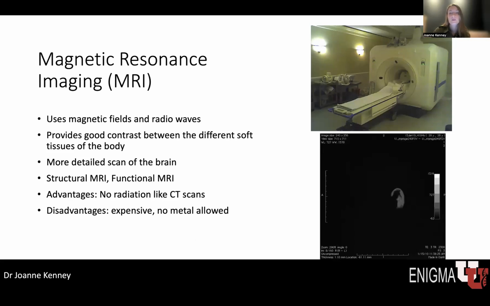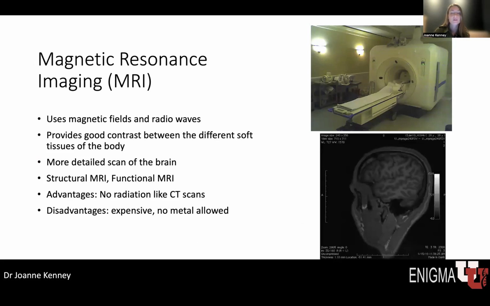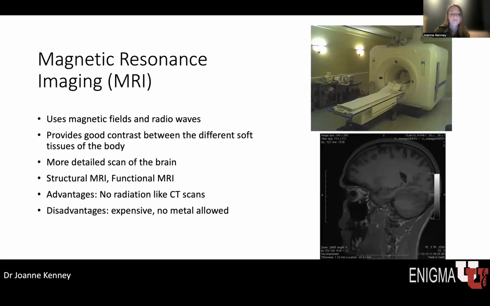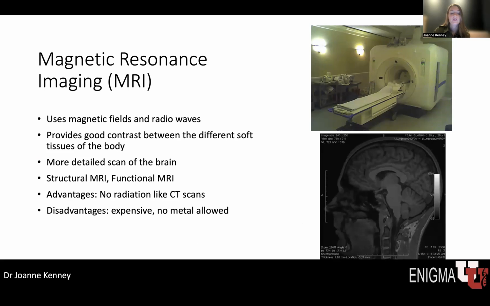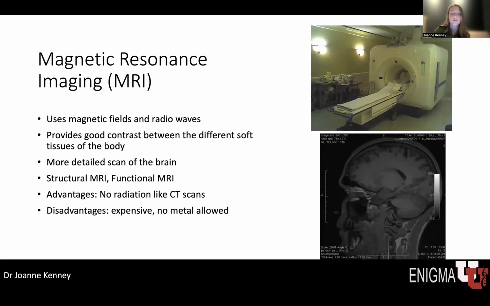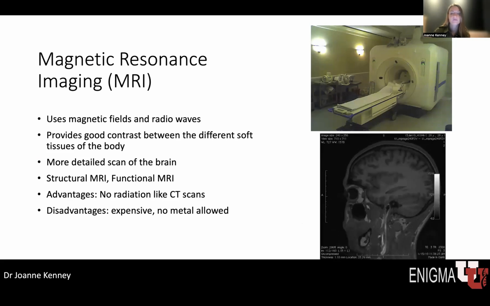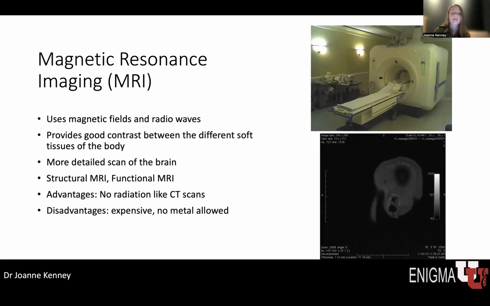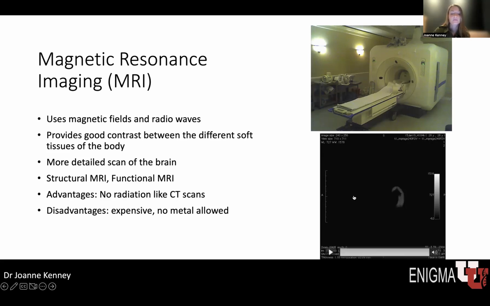So I'll talk a bit about the brain imaging technologies that are commonly used when studying schizophrenia. So specifically, I'll focus on MRI or magnetic resonance imaging. So MRI is commonly used to study brain structure and function in schizophrenia. It uses magnetic fields and radio waves to provide a detailed scan of the brain, and it's a non-invasive technique. So there's no radiation like in CT scans, but it is an expensive technique.